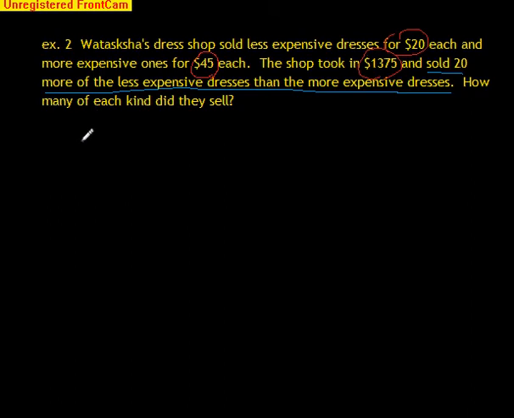So 20 times the number of less expensive dresses, because it's $20 for the less expensive, plus 45 for the expensive dresses is going to give us 1,375. All the things with value in it are in one equation. 20 times the number of less expensive plus 45 times the more expensive dresses equals 1,375. So that's our value equation. I always call that the value equation.